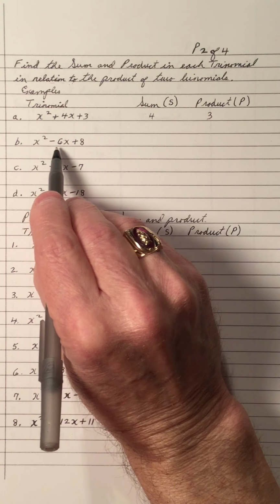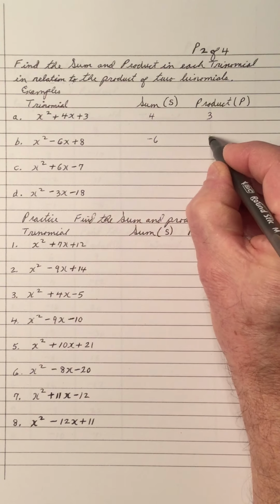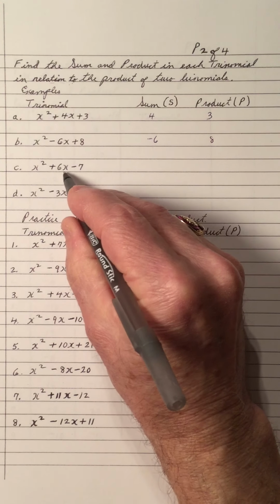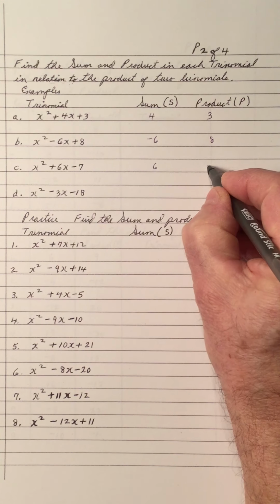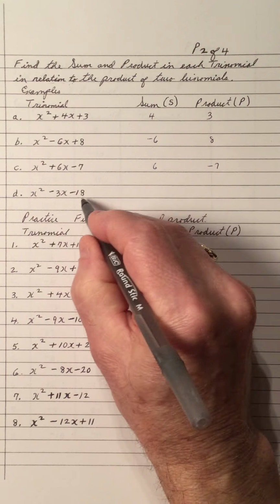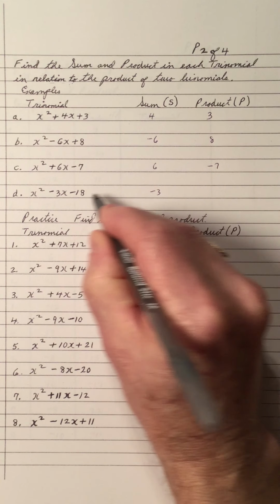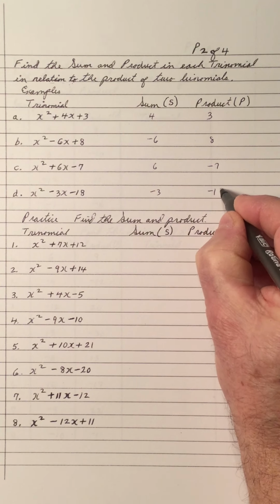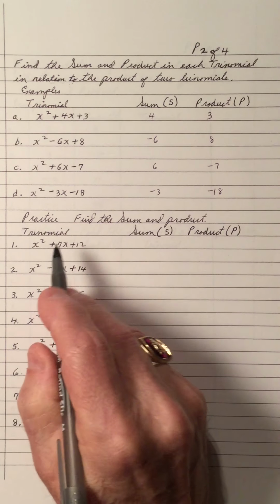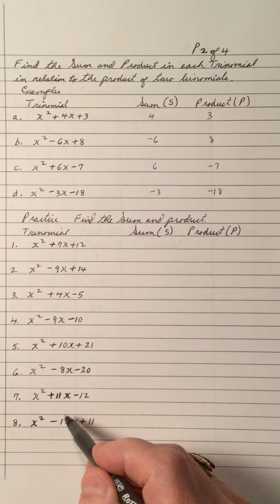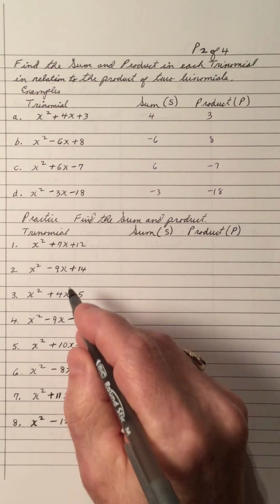In this one, the sum is -6, the product is 8. The sum is 6, the product is -7. The sum is -3, the product is -18. Let's practice. Pause your video and see if you can get the answers to these 8 correct.